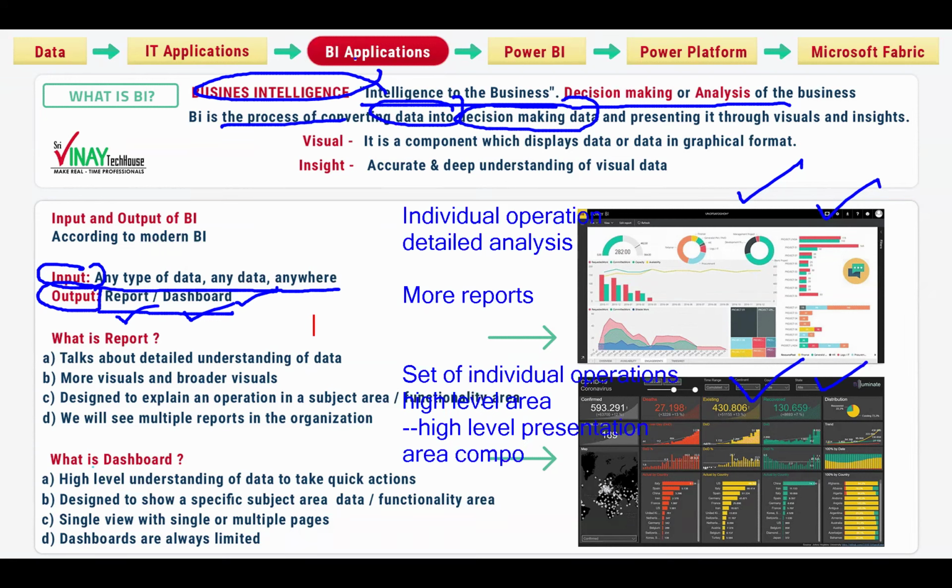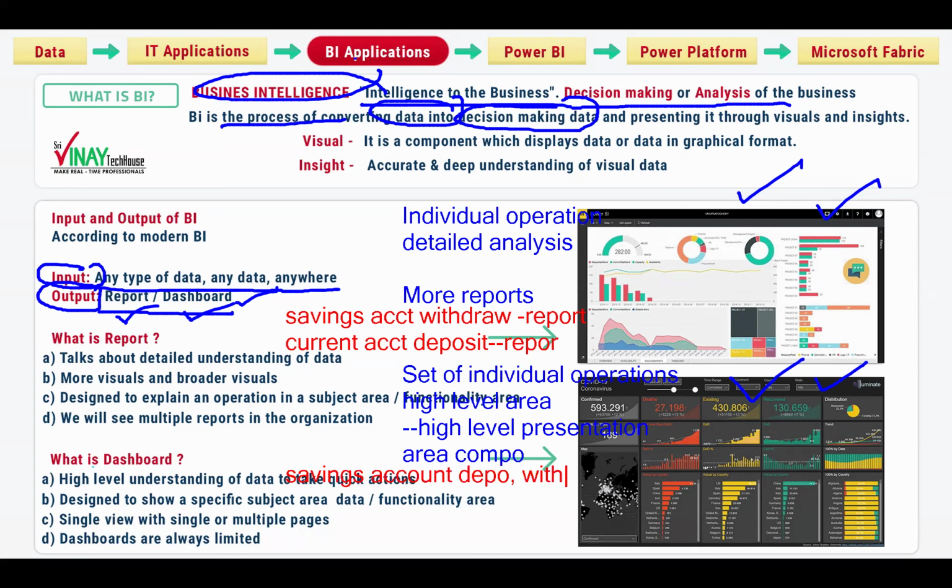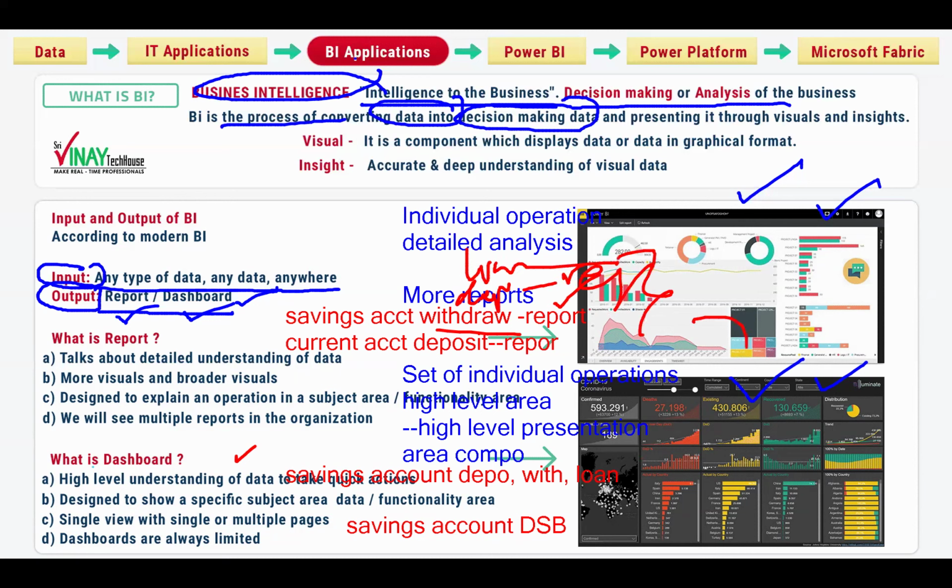I will give you an example: savings account withdraw. You can create a report for that, or for current account withdraw or current account deposits. But savings account deposit, withdraw, loan processing, all of these you place at the dashboard level. Then we can consider it a savings account dashboard. The savings account dashboard talks about deposit, withdraw, everything. Whereas here, the reports are separate: deposit report, withdraw report, loan processing are separate, but all combined are available in the dashboard.